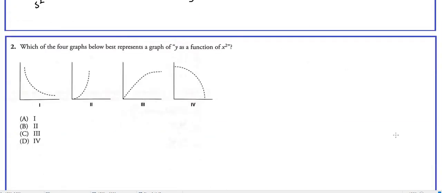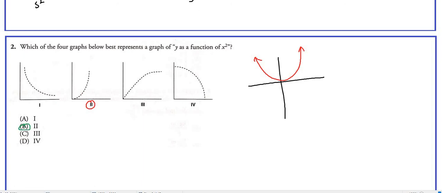Question number 2. Which of the 4 graphs below best represents a graph of y as a function of x squared? We know that x squared is the parabola, and parabola is like this. This is y equals x squared, and this is the right side of the parabola here, so answer B is correct.